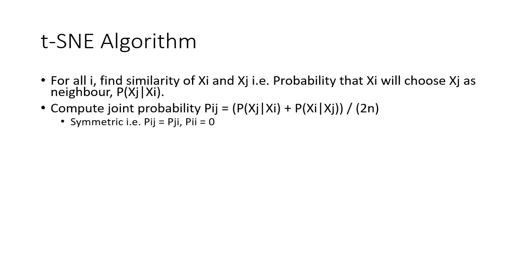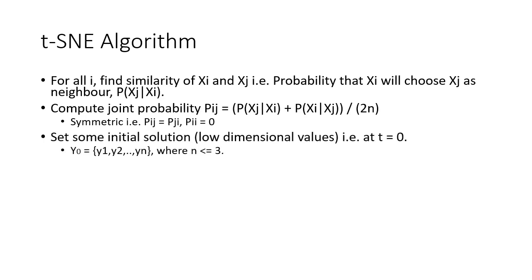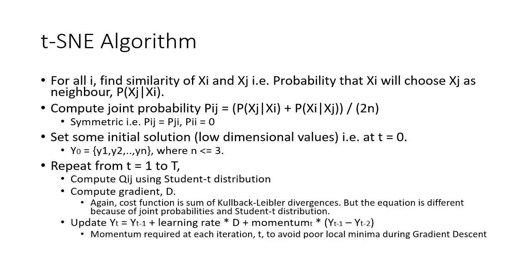Then we compute the joint probability Pij, that is p of xj given xi plus p of xi given xj divided by 2n. And since this is symmetric in nature, that is P of ij is equal to P of ji, we'll have to do less computations, and P of ii is equal to 0. Then again we set some initial solution with some random values, and here again the n is less than or equal to 3. Then we repeat for several iterations, for example 1000 iterations.